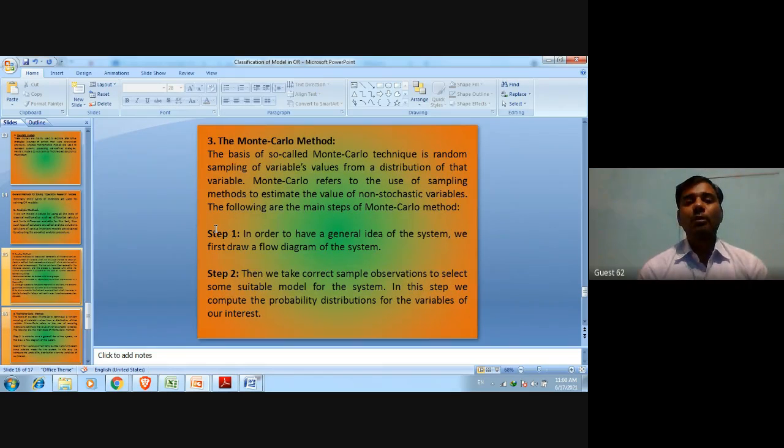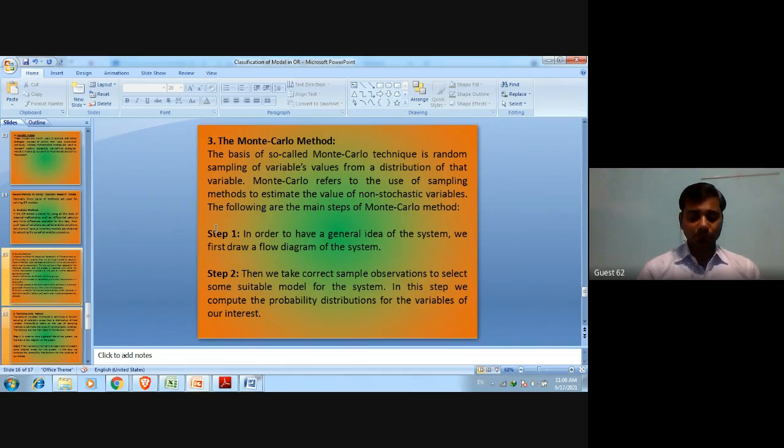The basis of the so-called Monte Carlo technique is random sampling of variable values from a distribution of that variable. Monte Carlo refers to the use of sampling methods to estimate the value of non-stochastic variables. The following are the main steps of the Monte Carlo method. There are some steps that we have to follow.